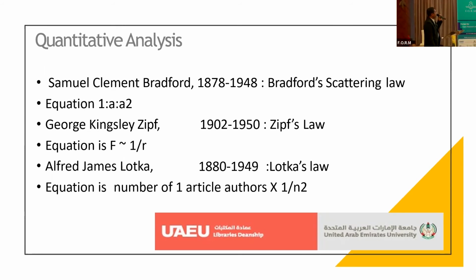Alfred Lotka analyzed the collection in a different direction, that is, about authors. He saw that in a particular topic, some authors contribute 1 article, some contribute 2 articles, some contribute more than 2 articles. If we know the number of authors who contributed 1 article, it is easy to find the number of authors who contributed 3, 4, or 5 articles by this law. So all these are about quantitative analysis.